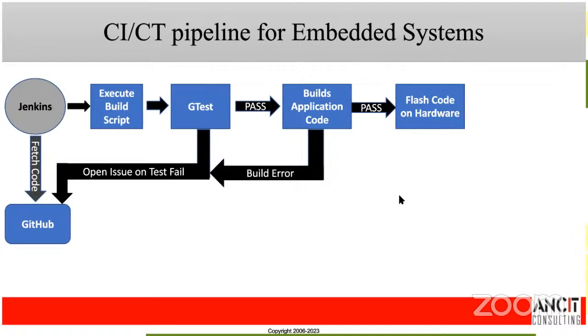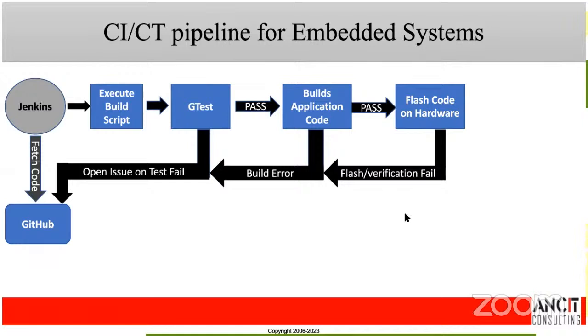So suppose the application code is ready and it's building without any error, it then tries to flash the code on the hardware. Here also some things can go wrong. Suppose during the flashing or verification process it generates some error, or a connectivity issue comes up, and it does not work, then again it will create an issue in GitHub and it can be addressed.